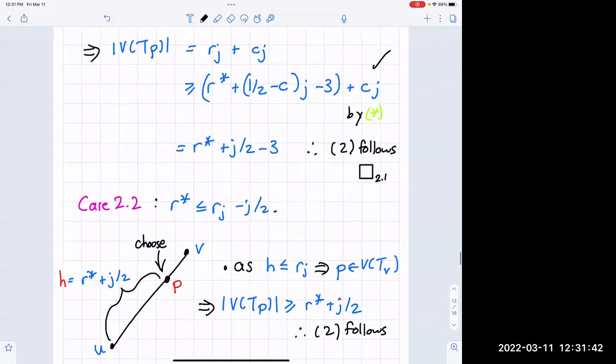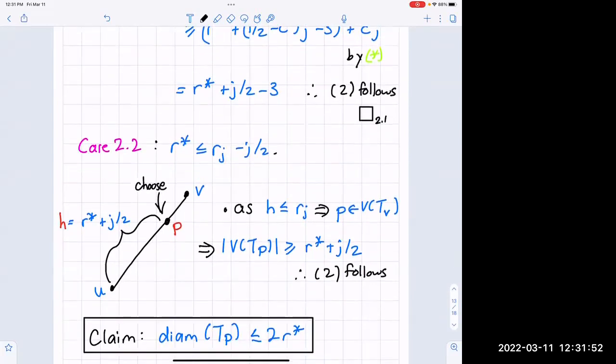Case 2.2 has some more subtleties. So R star in this case is at most Rj minus J over 2. I introduce a little bit more terminology: I'm going to let H be a vertex which is distance R star plus J over 2 from U. You're thinking of this path from U to V. P is going to be that vertex which is that distance H away. And since H is at most Rj, it's bona fide in TV, so you're good.